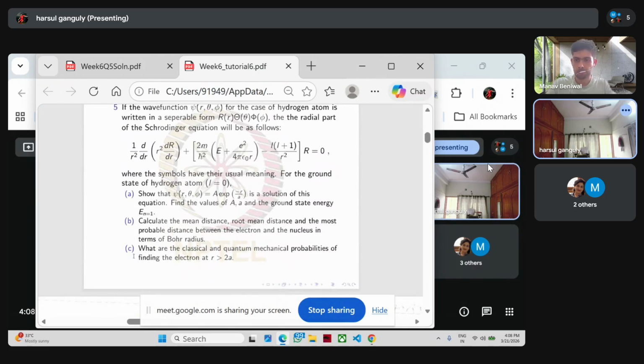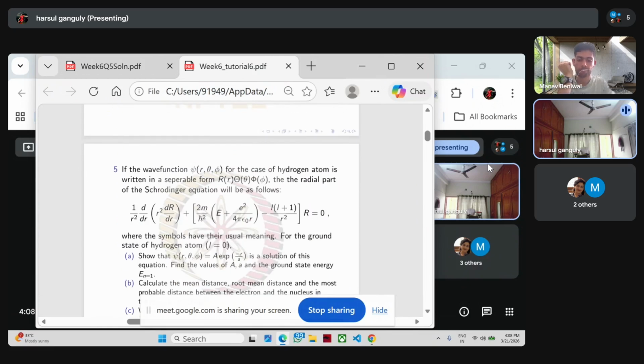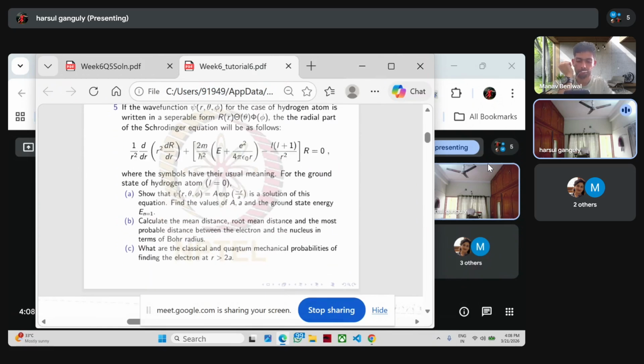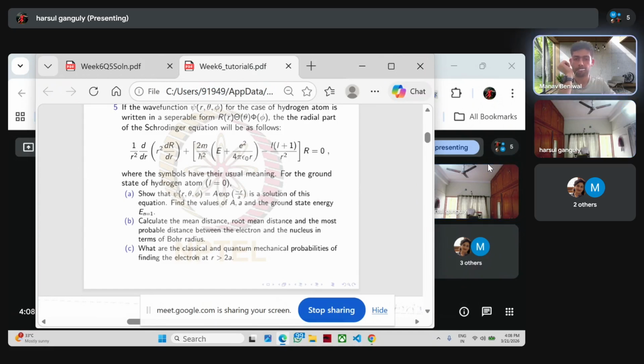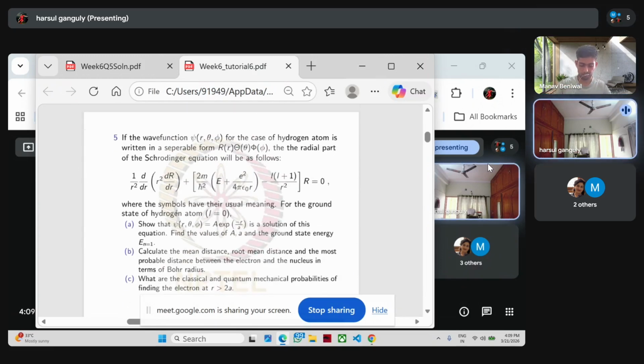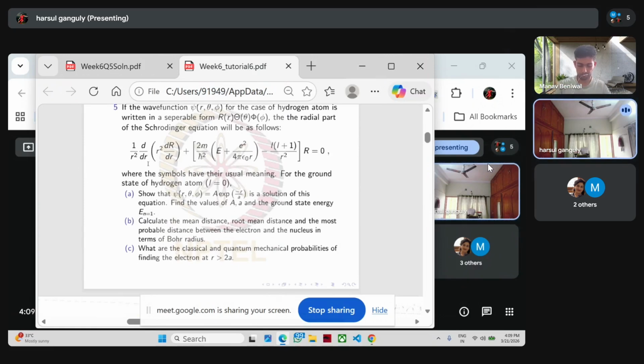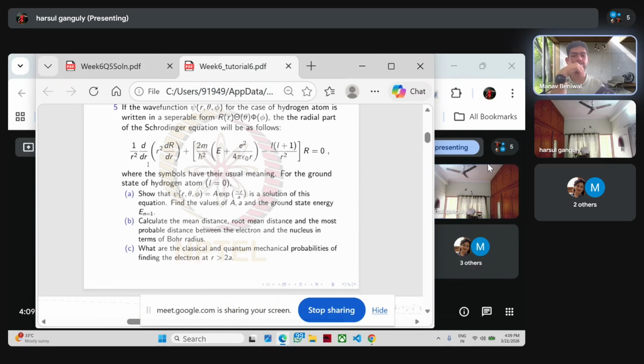The C part of this question: what are the classical and quantum mechanical probabilities of finding the electron at r greater than 2a? I found out the quantum mechanical probability, but for the classical part, I was not satisfied with the answer that my teacher gave me. I'll also share the PDF that was given by my teacher. Okay, wait. Let us first read the question carefully.